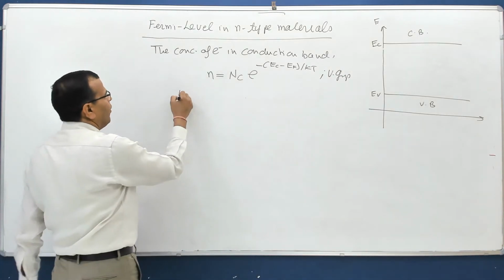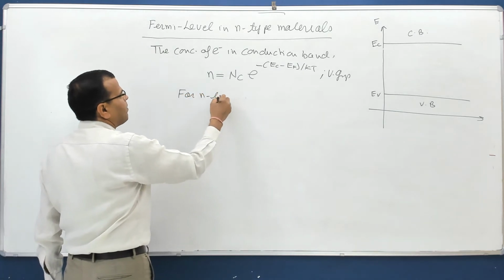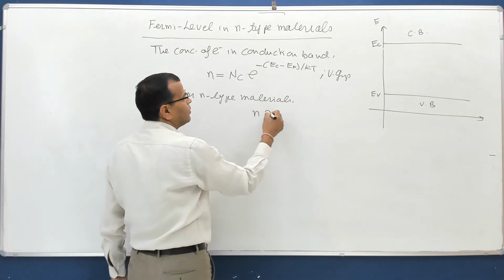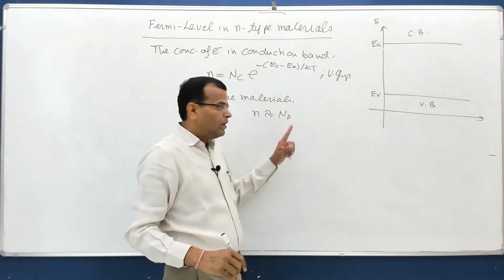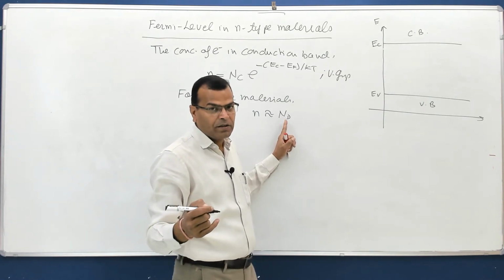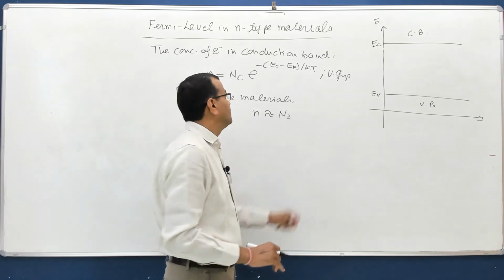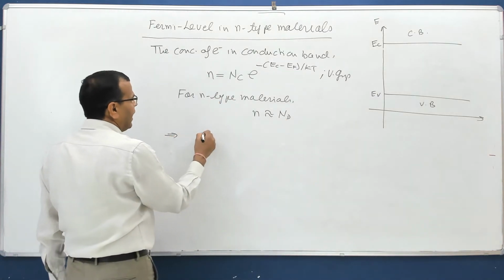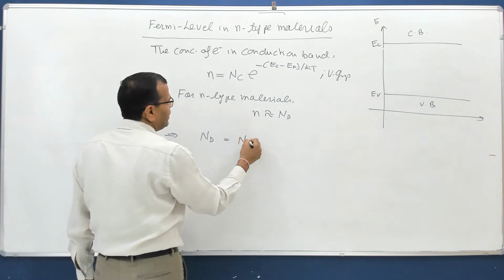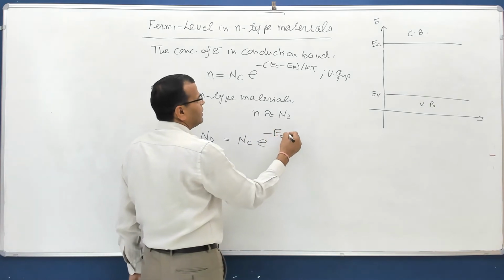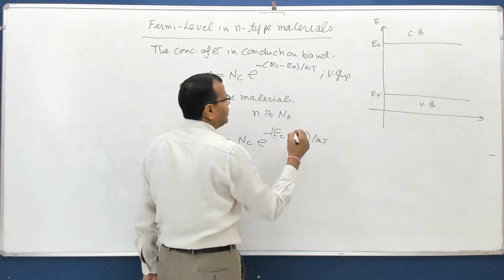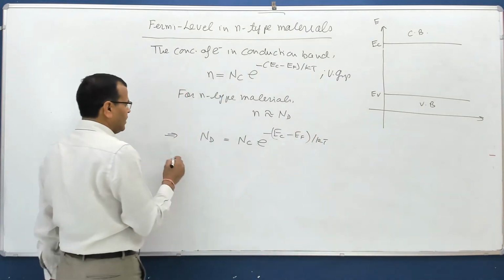So now for N-type materials, remember this, the concentration of electrons is almost same as the donor concentration. We have seen this in case of semiconductors, but at normal temperature. Now what I have, Nd, that is donor concentration, is equal to Nc e raised to power minus (Ec minus Ef) by Kt. That is what you have. Let us see it further.